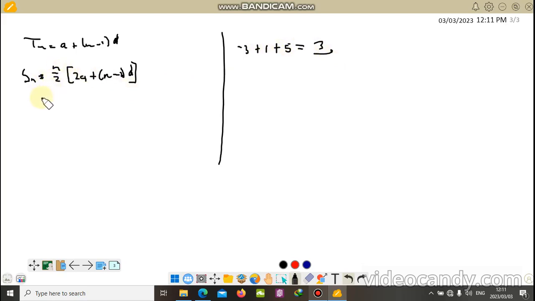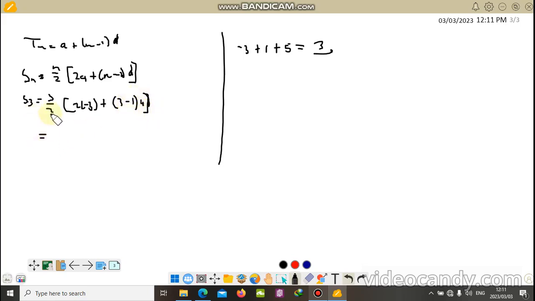And how many terms are there? n is the number of terms. We're looking for the sum of the first 3 terms, so S3, the sum of 3 terms. So it's going to be 3 over 2, times [2 times a, which is -3, plus (n, which is 3, minus 1) times d, which is 4].